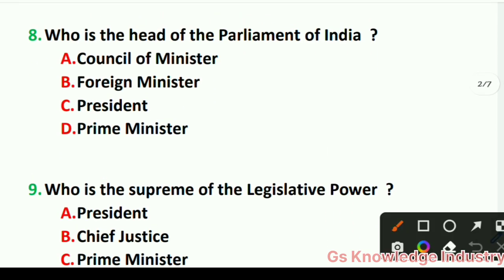Eighth question. Who is the head of the Parliament of India? Option A, Council of Ministers. Option B, Foreign Minister. Option C, President. Option D, Prime Minister. Here the right answer is option C, President.